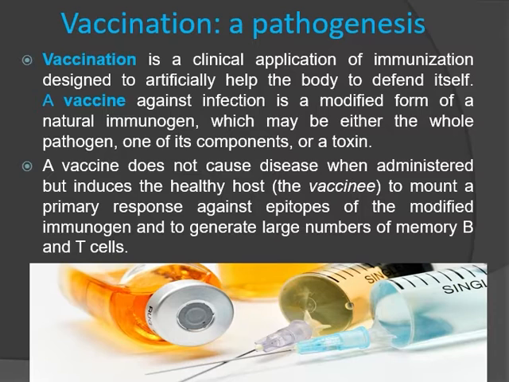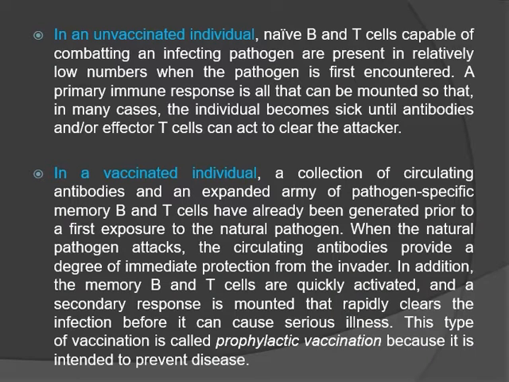Vaccination is a clinical application of immunization designed to artificially help the body to defend itself. A vaccine against infection is a modified form of a natural immunogen, which may be either by whole pathogen or of its components, or a toxin. A vaccine does not cause disease when administered but induces the healthy host, the vaccinee, to mount a primary response against epitopes of the modified immunogen and to generate large numbers of memory B and T cells.